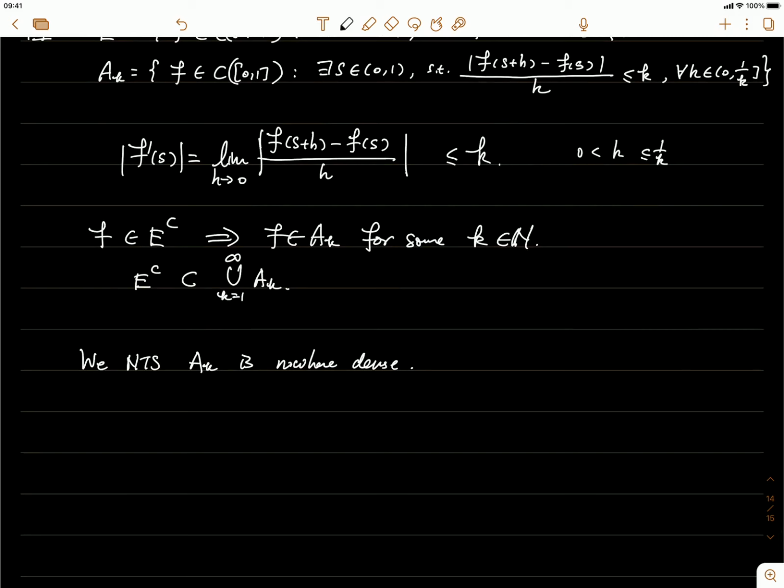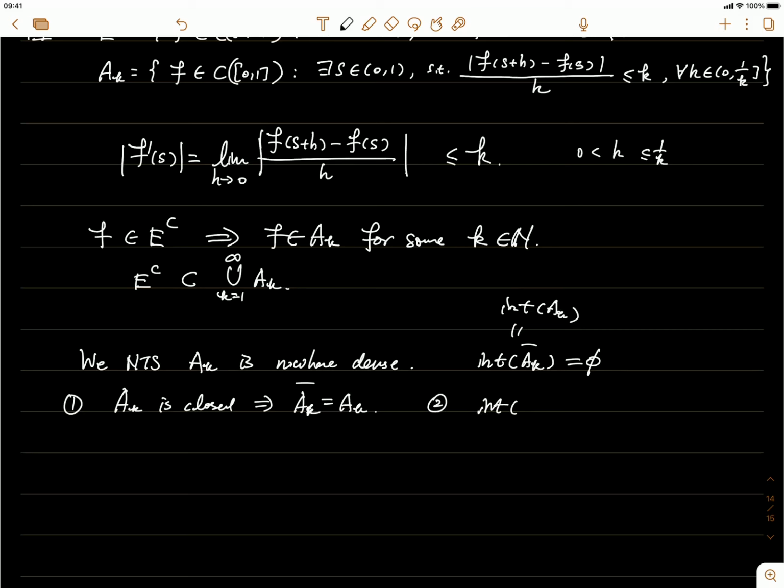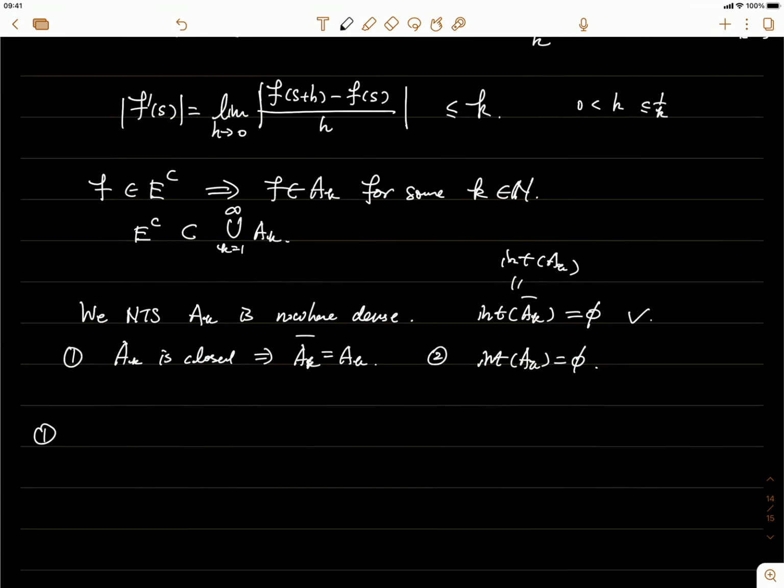To show that each A_k is nowhere dense, I'm going to do this in 2 steps. Remember that a set is nowhere dense means that I need to show that the interior of the closure of each set is empty. So the first thing I'm going to show is that A_k is closed. And in this case, the closure of A_k is just equal to A_k itself. So this is equivalent to just showing that this is equal to empty. That's the one thing. The second thing is I just need to show that the interior of A_k is empty. And with these two, I can show that this is true.